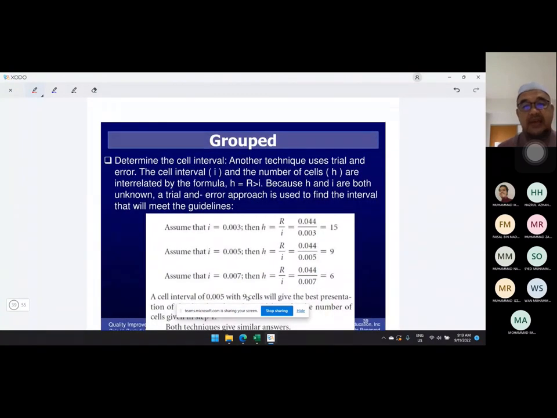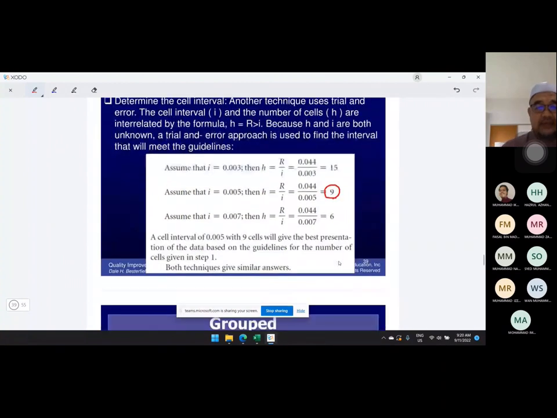Okay, and then knowing the interval, we work out according to the guideline just now the number of cells that would represent the number of observations. Just now, I think we have 110 observations. So from the interval, for example I equals 0.005, the number of cells comes under the guideline of between 100 to 500, and this is actually 9 cells.